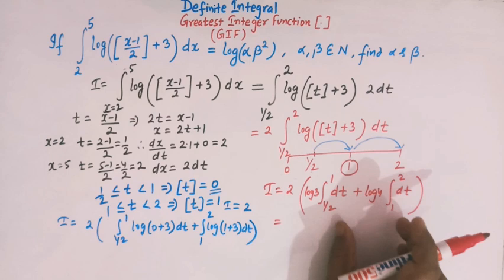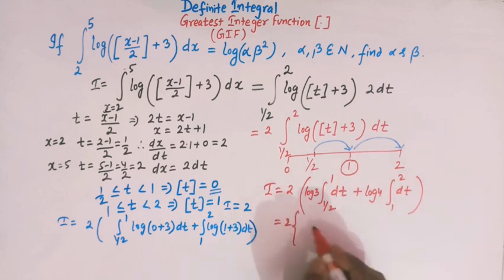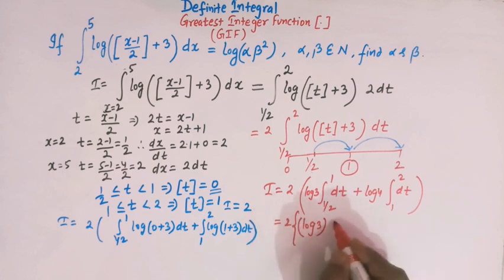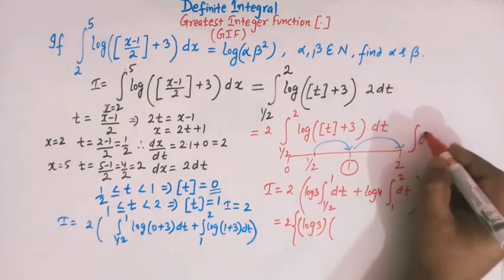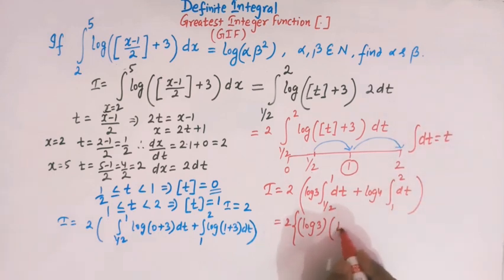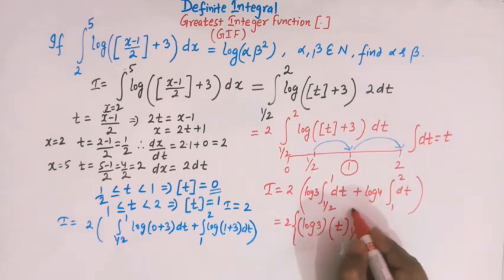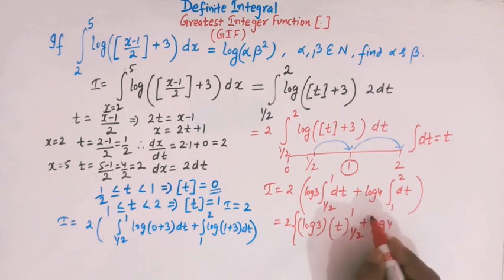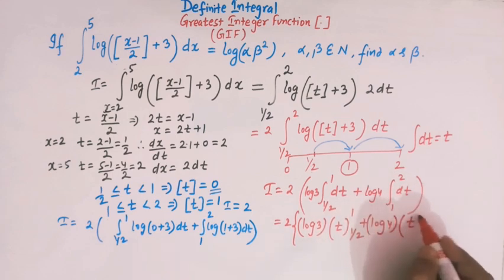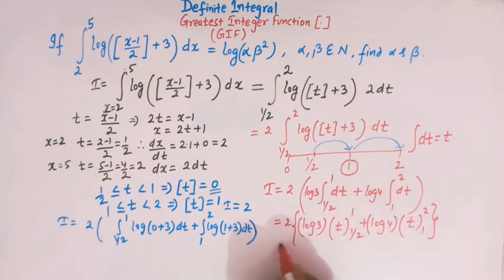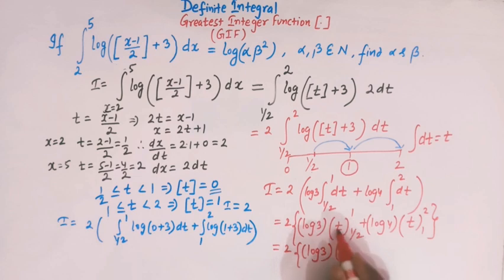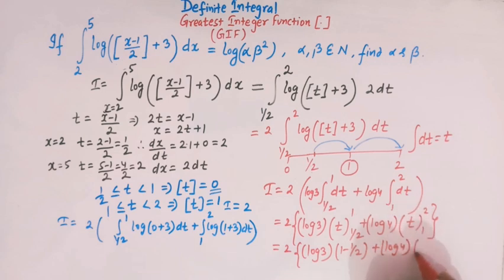So now we have very simple integrals. So this is 2, and we have log of 3, and here the integral of dt is simply t, so we have t, and limits are from half to 1. Here we have log of 4, and here we have t, and limits are from 1 to 2. So now we can simply substitute the limits, and we have log of 3 times 1 minus half, log 4 times 2 minus 1.